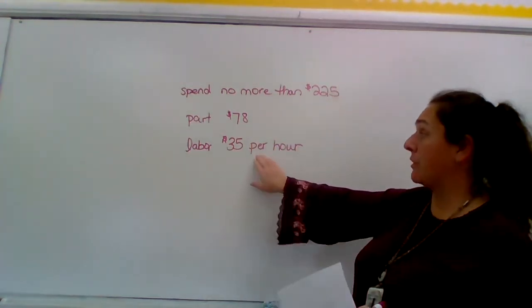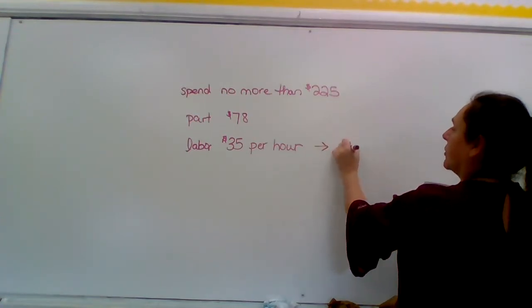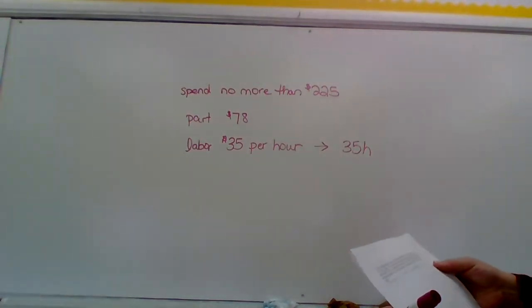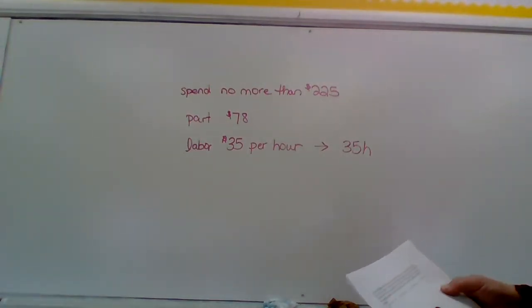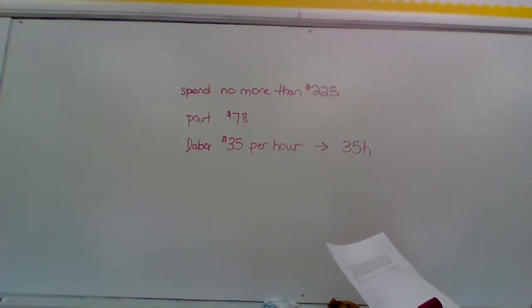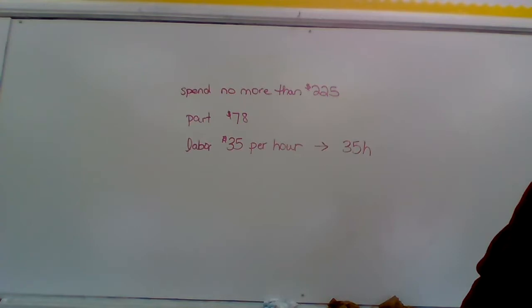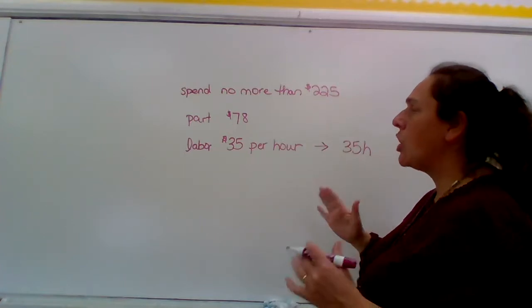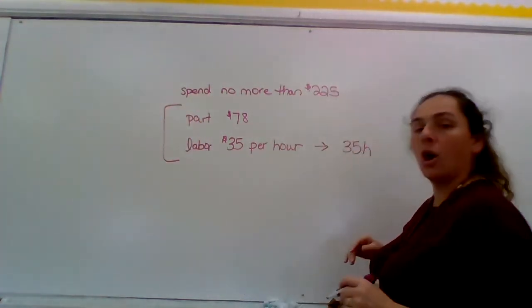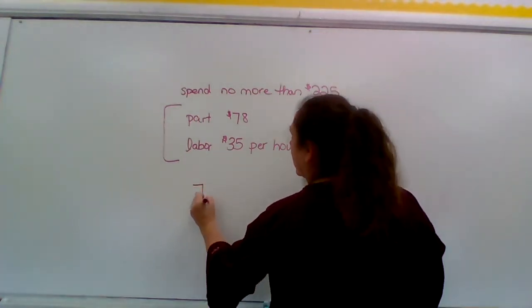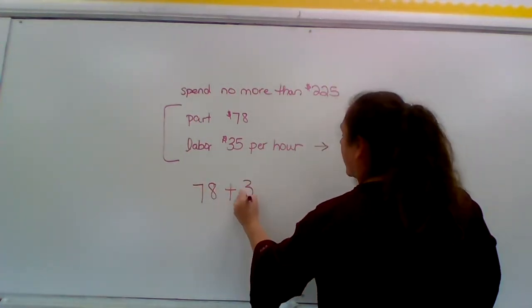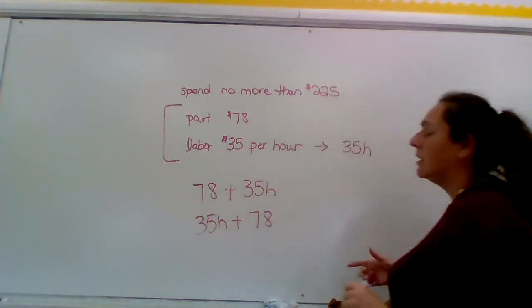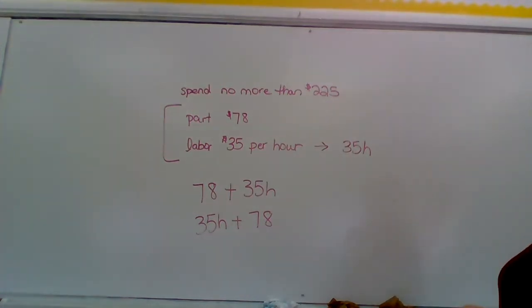Okay, so that, because of the per, that means I'm going to be multiplying. So that means 35 times H, which we're going to call how many hours they're going to actually work on it. And now it says, which inequality below represents the number of hours the mechanic can work without going over her budget? So basically what we're going to do is we're going to write an inequality. Well, the total cost of her car is going to include the part plus the labor. So we have 78 plus the 35H. Now, could we have written it as 35H plus 78? Yes, we can. Commutative property says I can change that around. So either way is acceptable.